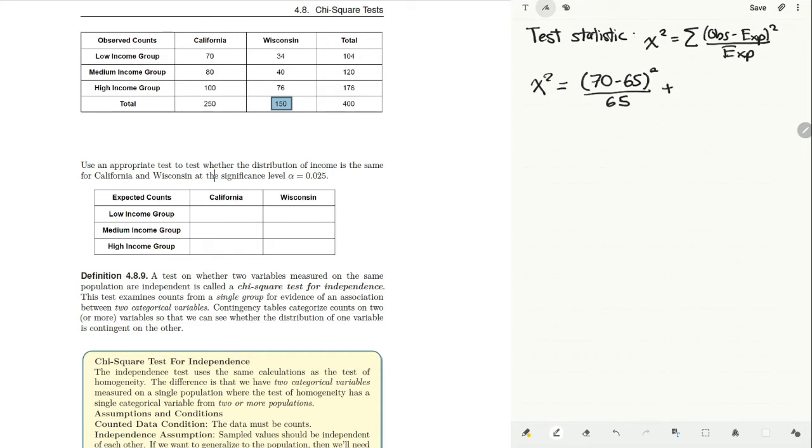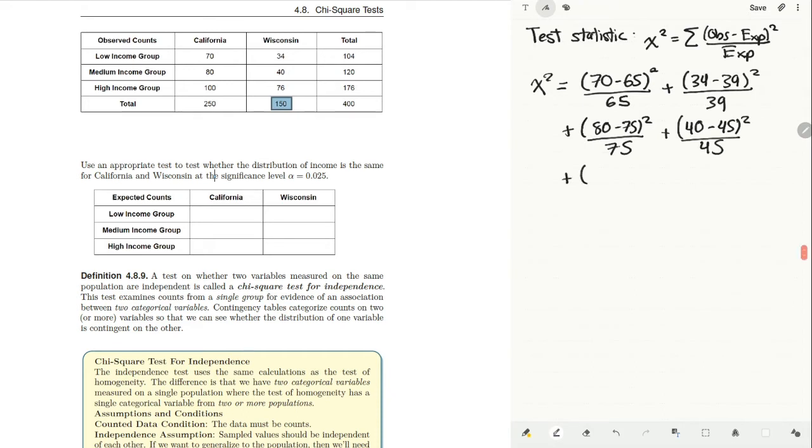And for the low income group in Wisconsin, we observed 34. We expect 39. So we have 34 minus 39 squared over 39. And we do the same calculations for the other income groups. So that means we have 80 minus 75 squared over 75 for the medium income group in California. And then the medium income group in Wisconsin, we have 40 observed. We expect 45.